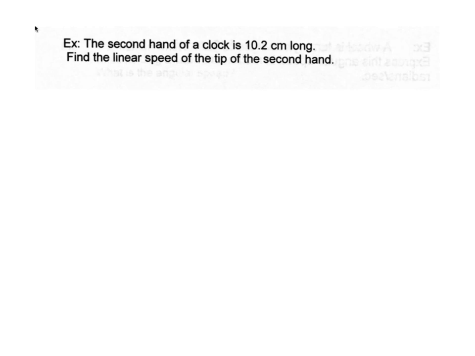Let's take a look at this problem. It asks, the second hand of a clock is 10.2 centimeters long. Find the linear speed of the tip of the second hand. So what this is giving you is the radius. So if you picture a clock, and you've got the second hand there, the length of it is the radius, and we want to know how fast that tip right there is moving along the arc of the circle.